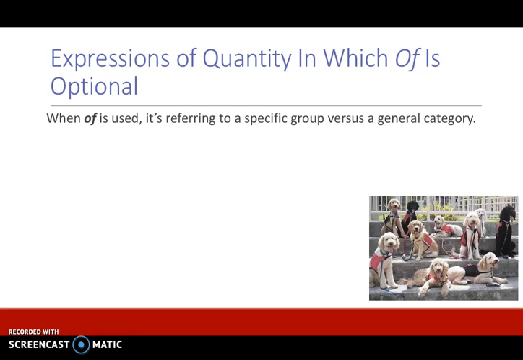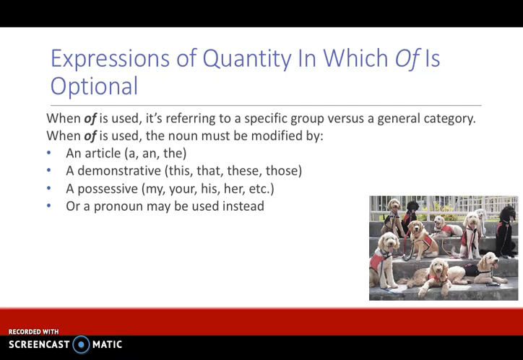When of is used, it's referring to a specific group versus a general category. And when of is used, the noun must be modified by one of these, either an article, which is a, an, or the, a demonstrative, which is this, that, these, and those, a possessive, such as my, your, his, her, or a pronoun may be used instead of the noun with a modifier.